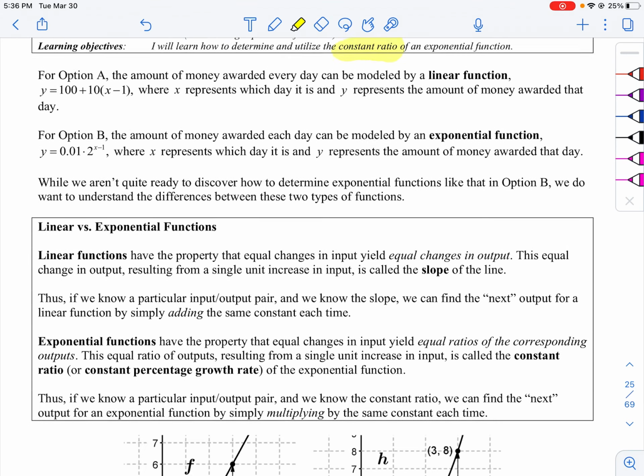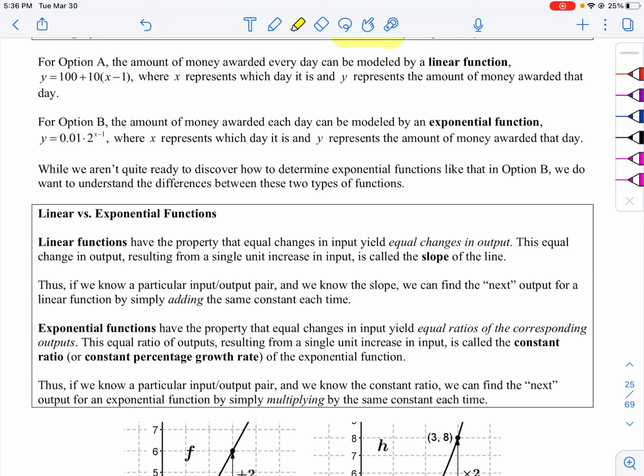Linear functions have the property that equal changes in input yield equal changes in output. This equal change in output resulting from a single unit increase in input is called the slope of the line. In exponential functions, we have the property that equal changes in input yield equal ratios of the corresponding outputs. And we will call this the constant ratio or the constant percentage growth rate. So I'm going to call that the constant ratio.